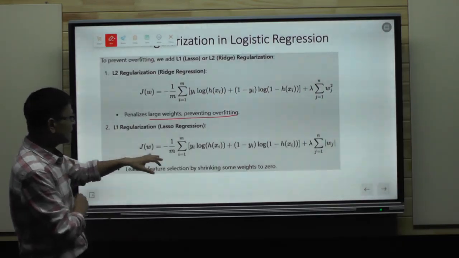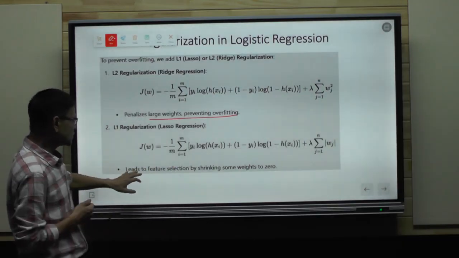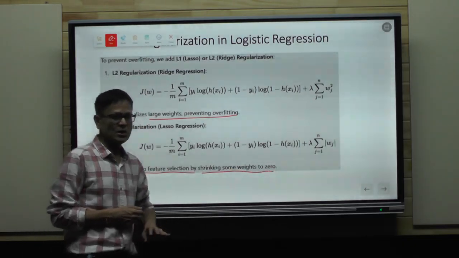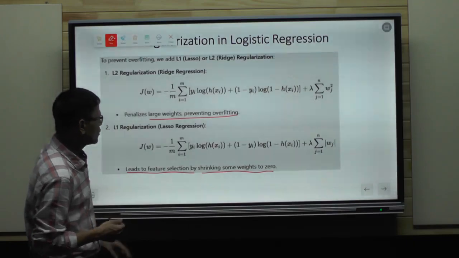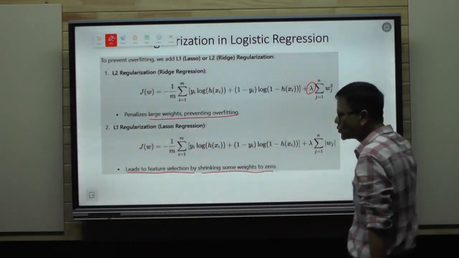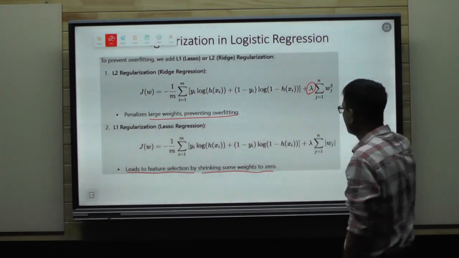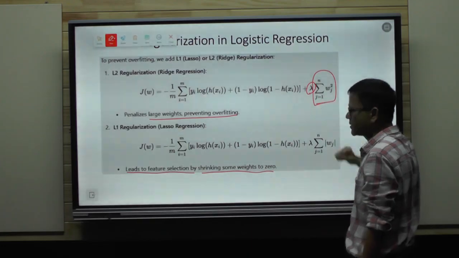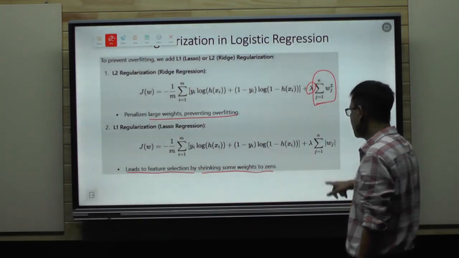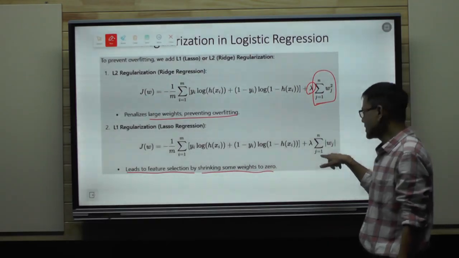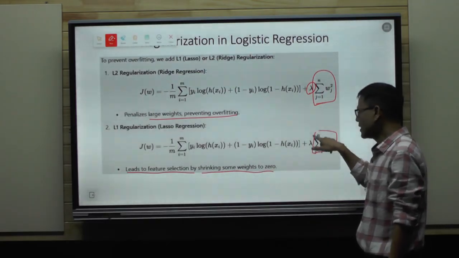And L1 regularization, what does it do? It leads to feature selection by shrinking some weights to 0. The difference is that the lambda is to be calculated. Then you sum up all the weights and square them in L2. And in L1, what you take? You take the mod of the weights, add them up, and multiply with the lambda.